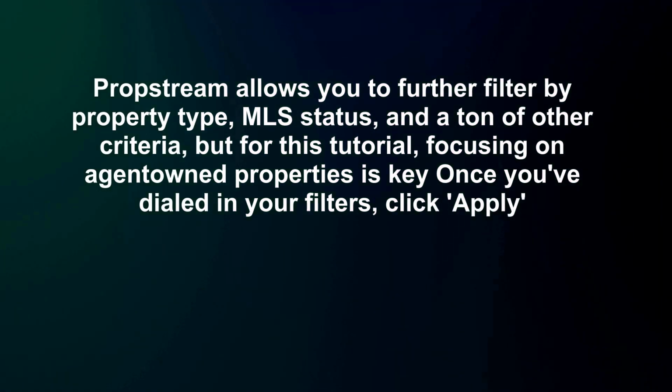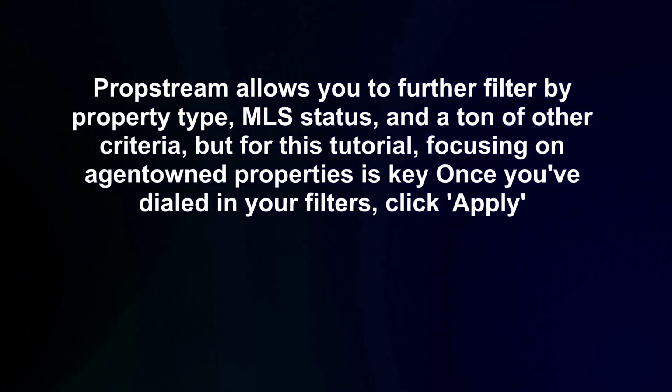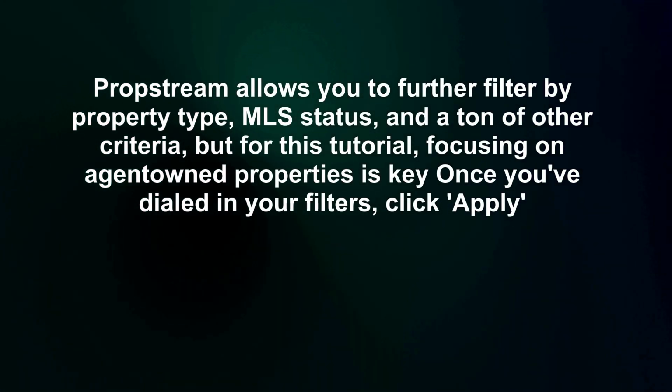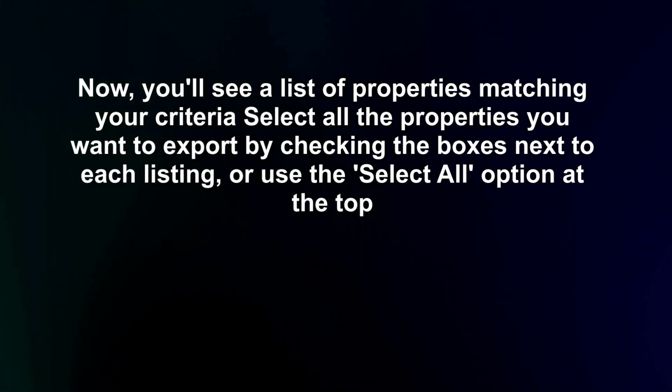Propstream allows you to further filter by property type, MLS status, and a ton of other criteria. But for this tutorial, focusing on agent-owned properties is key. Once you've dialed in your filters, click apply. Now, you'll see a list of properties matching your criteria.